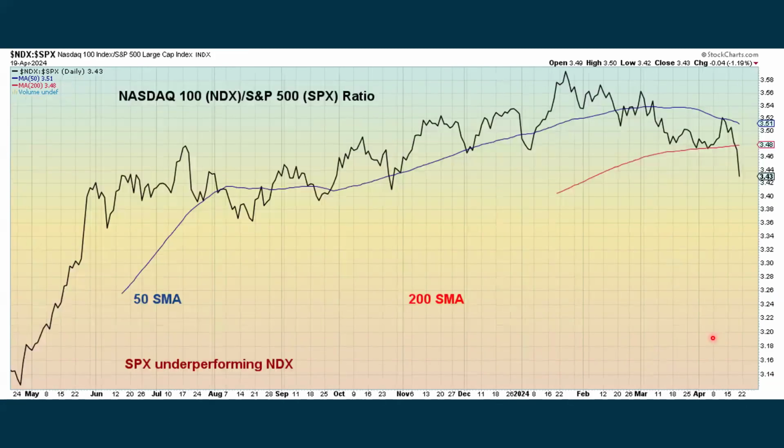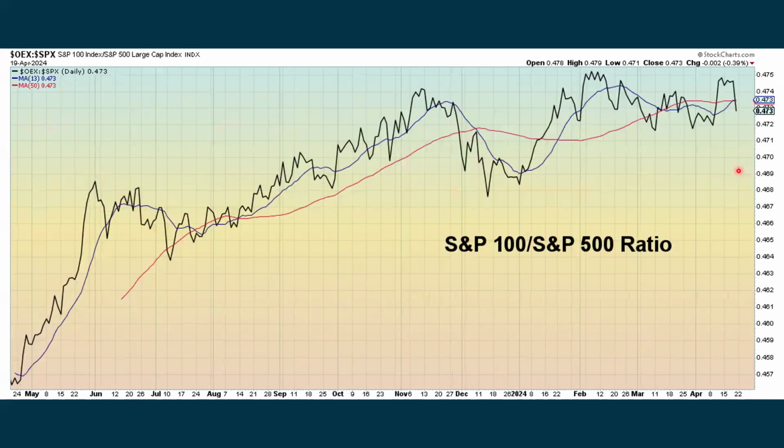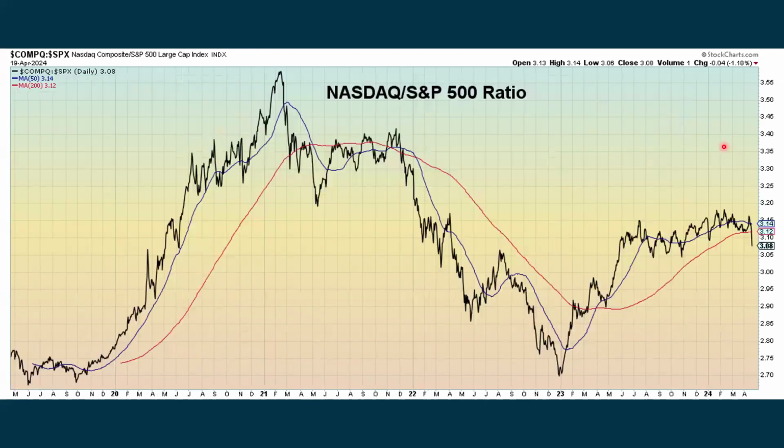Then we look at the NASDAQ 100, which has been the real leader, and we compare it with the S&P 500, which also has been doing well, but lately under some weakness. And this just shows that recently the NASDAQ 100 is actually underperforming the S&P 500. Here's the S&P 100 compared to the S&P 500. It is coming down a little bit, but not really breaking down like we're seeing some of the other ratios. Here's the NASDAQ compared to the S&P 500, where it shows the NASDAQ had been outperforming. Now it's really starting to drop off.